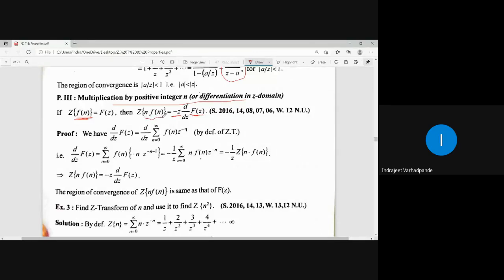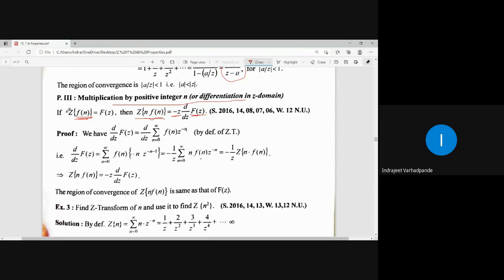So यहाँ पर आपने multiply किससे किया है? n से multiply किया है. So multiplication of the sequence by n. So here it is n f of n and the result comes out to be minus z into d by dz of capital F of z. So as per the definition of the z transform we have only summation. d by dz कैसे अपने आप नहीं आएगा as per the definition. Unless and until you differentiate both sides, you won't be getting the derivative symbol or the operator d by dz.